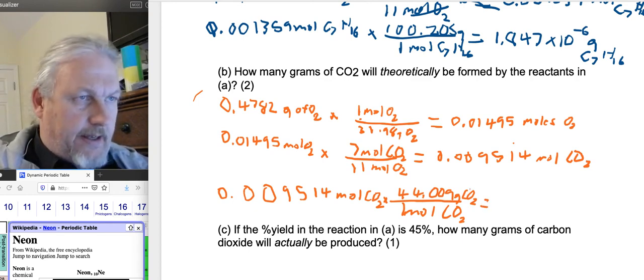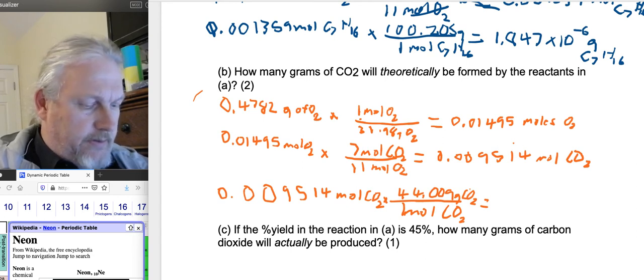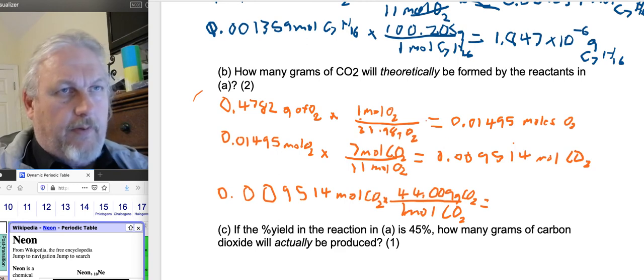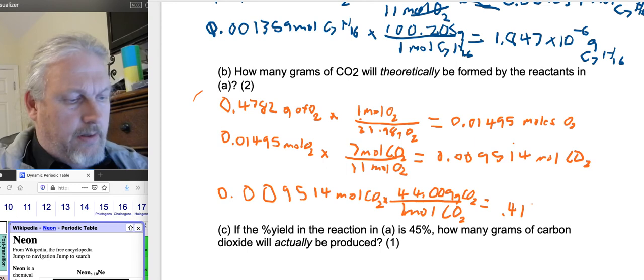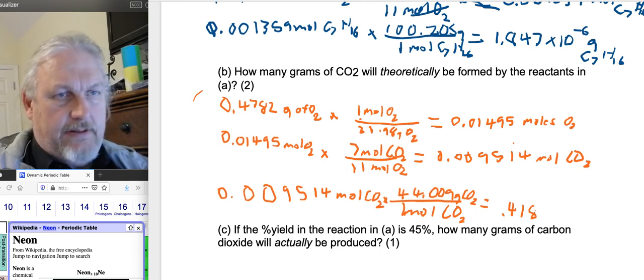So multiply that times 0.009514, and I come up with, wow, that's a lot compared to the other one. 0.4187 grams of CO2.